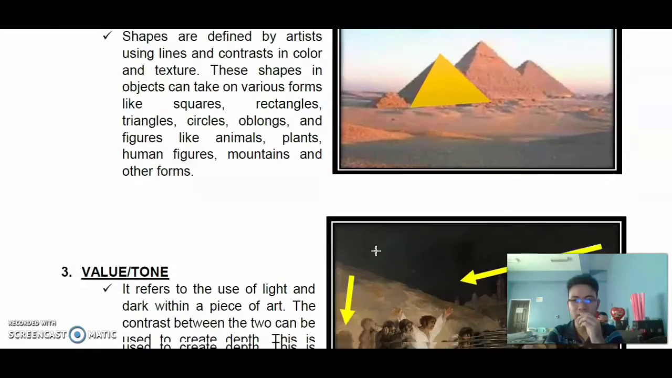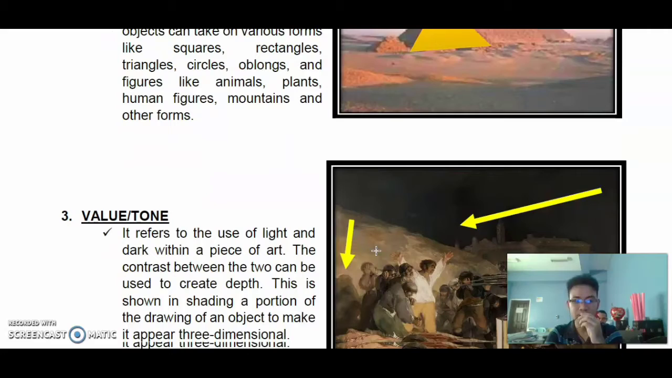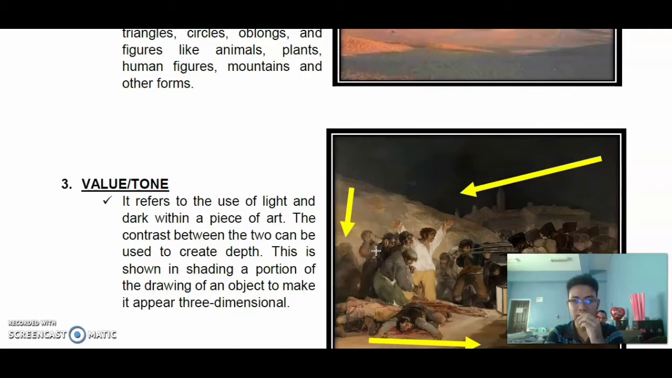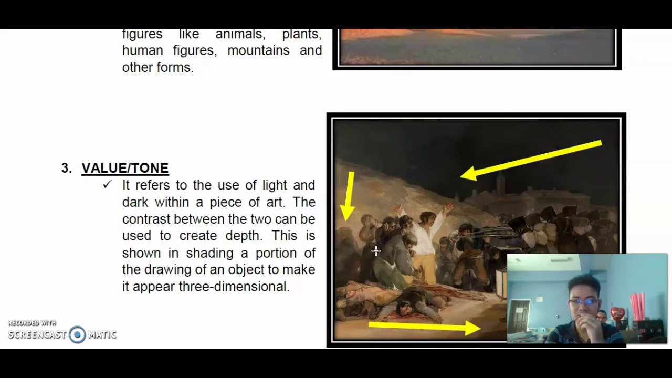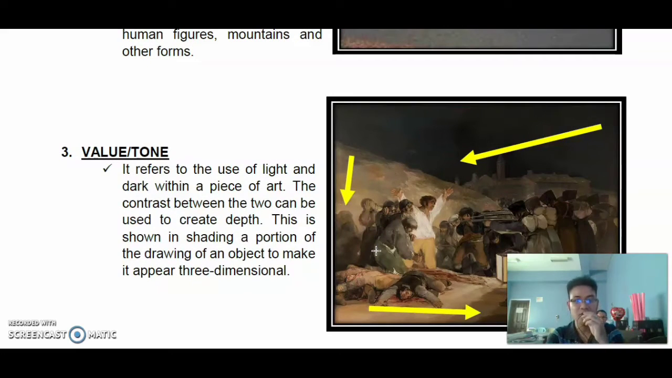The third one we have here is value or tone. Value refers to the use of light and dark within a piece of art. The contrast between the two can be used to create depth. This is shown in shading a portion of the drawing of an object to make it appear three-dimensional. If you have watched videos on sketching, you have noticed that shading a specific object will create a three-dimensional form, or what we call depth.